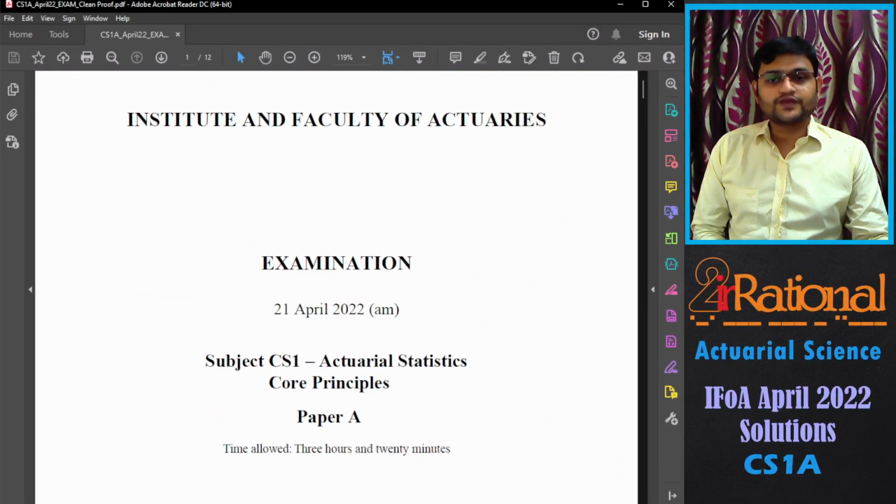Overall, the paper was very straightforward, very conceptual and definitely lengthy. But you could very well complete it in that 3 hours 10 minutes, 3 hours 20 minutes time period. The paper was more conceptual than numerical as CS1 usually is. But overall, it was a pretty easy paper.